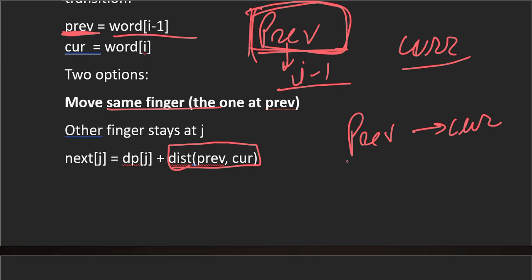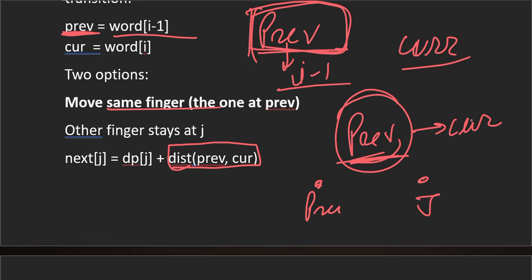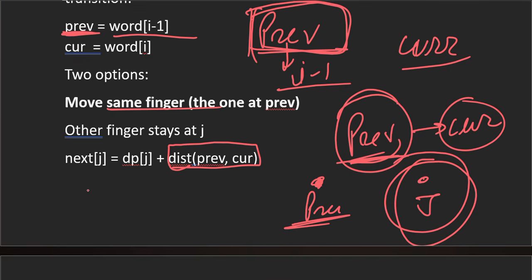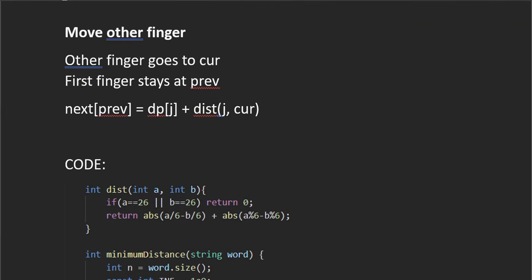And if we use the previous finger, let's say we have two fingers, previous and j. If we are typing the current character with the help of previous, that means we know the position of this, then we have to store the position of this. So next of j's position will be the same as the earlier j because we are not changing the position of j. So next of j is equal to dp of j plus the distance that we have taken to type the current character.